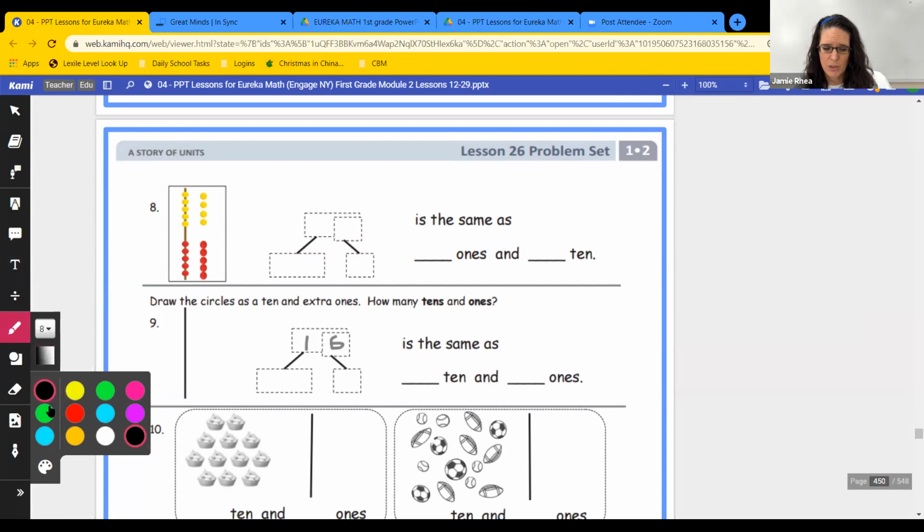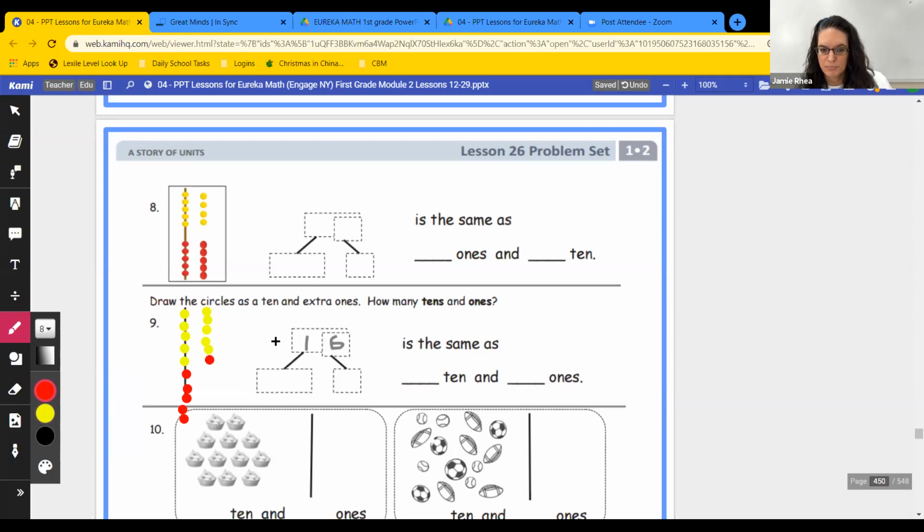I'm going to do number 9 with you because I don't want you to be confused, okay? So let's draw. What's our number? 16. So let's draw our 10. Here's 1, 2, 3, 4, 5, 6, 7, 8, 9, 10. I ran out of room. Now I'm going to do 6 over here. So let's 1, 2, 3, 4, 5, and I'm going to change colors so you can see 6.